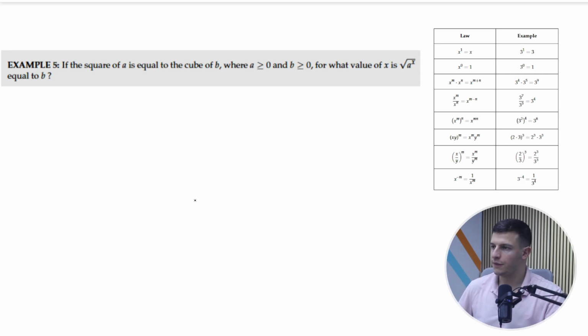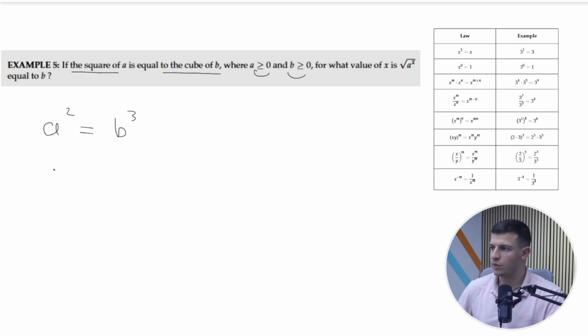So if the square of a is equal to the cube of b, okay, I'm not going to even read the rest of the question for now, just going to represent that first. So a square is equal to b cube. So this is what I have so far. Where a is greater than 0, fine, b is greater than or equal to 0. What is the value of x? What value of x makes a to the power of x over 2 equal to b?